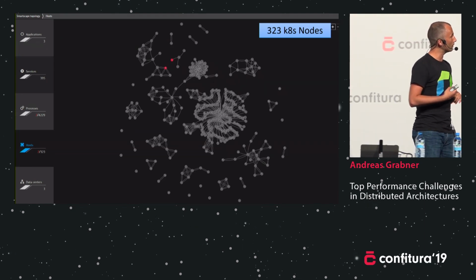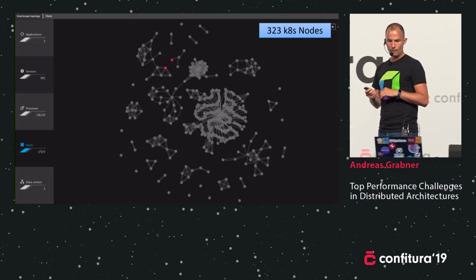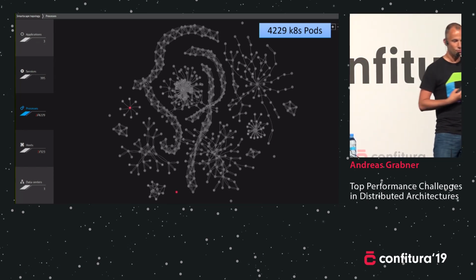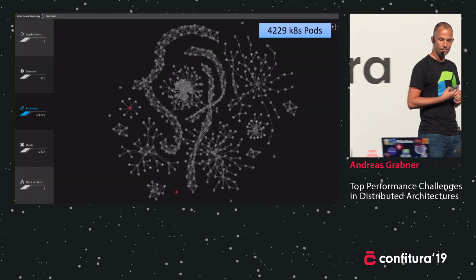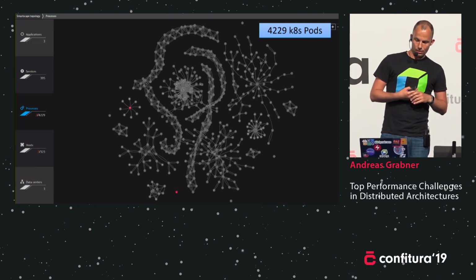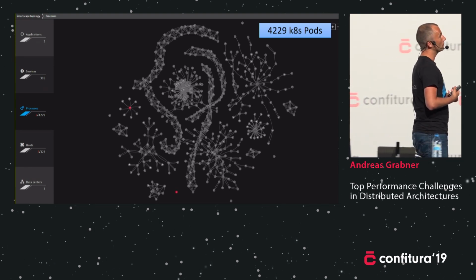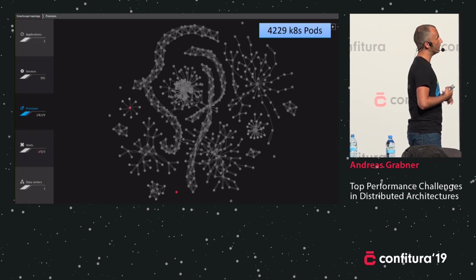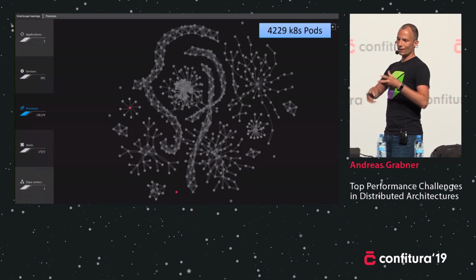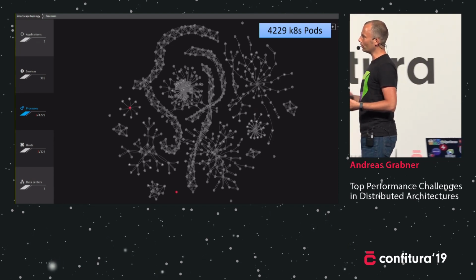It is 323 different nodes being monitored with all the dependencies between the nodes. And this is also pretty cool, I thought. It looks kind of interesting how we visualize the dependencies. The same Kubernetes cluster has 4,229 Kubernetes pods running, a little more than that in containers, and obviously hosting a lot of services. You can see that distributed architectures can become bigger and bigger, with a lot of connections.